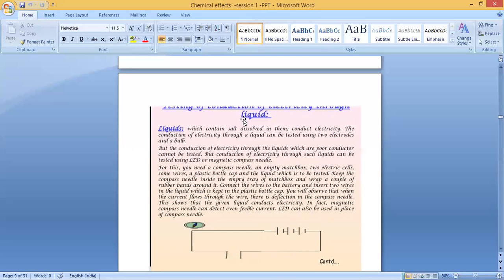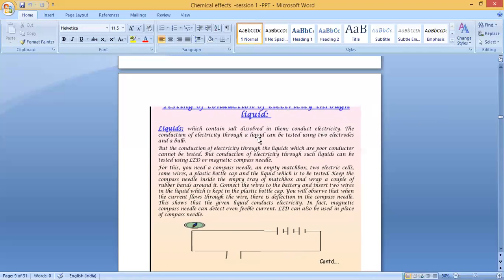Then how does electric current pass through a liquid? Let us see. Liquids which contain salt dissolved in them, salt meaning sodium chloride, NaCl, conduct electricity. Suppose you take distilled water, a purified water usually used in laboratories. It does not contain minerals or salt, so it will not allow electricity to pass through. But any liquid which contains salt dissolved in it conducts electricity.